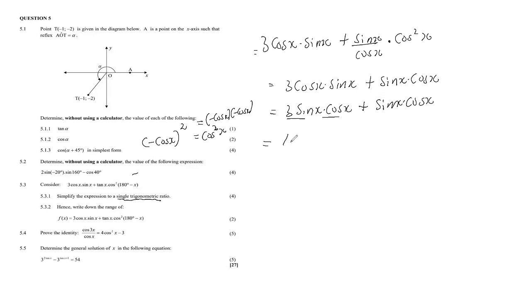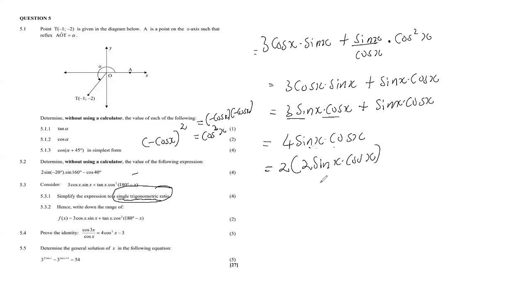So 3 plus 1, that's 4. But then 4 what? Sine x, cos x. Right. But then remember, we are just required to express this as a single trigonometric ratio. This is not a single trigonometric ratio because we still have two trig ratios. But if we manipulate this, we can produce the double angle of sine here by simply factoring out the 2, and then we are left with 2 sine x cos x, right?